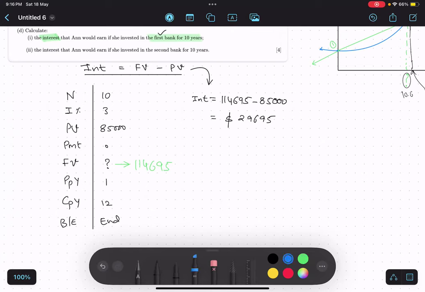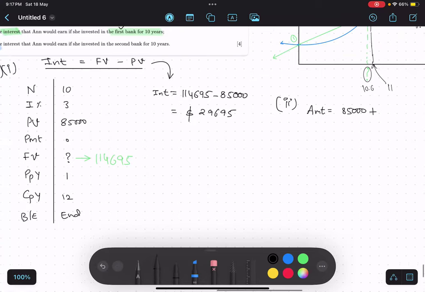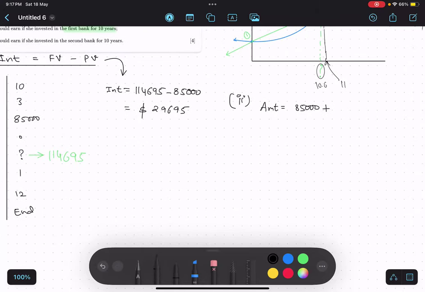Now, similarly, we will do for the second part. This was the first part, now I'm going to do the second. What she would earn if she has invested in the second bank. Can you tell me what amount she will get in the second bank? 85,000 she paid in the beginning. How much is she getting in the second bank? 250 every month for 10 years. Yes. Okay. So if I multiply all of this, which would be $115,000.